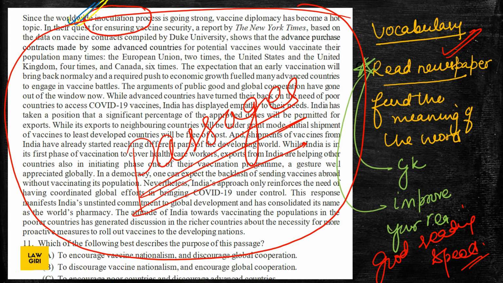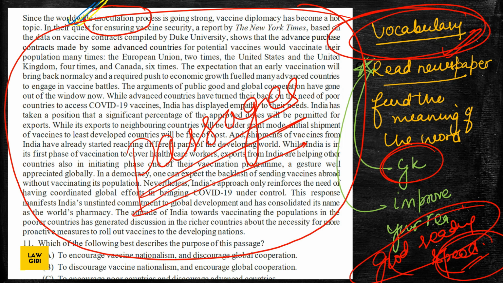Look, once you become a lawyer, once you are in the law field, I'm going to tell you which novels you should read. But right now, we need to develop a habit of reading boring things, reading articles on topics in which we might not be interested, but we have to read, understand, and attempt questions. Newspaper is the best, because if you read the newspaper, your GK is covered, you have good reading speed, and your vocabulary is also covered.